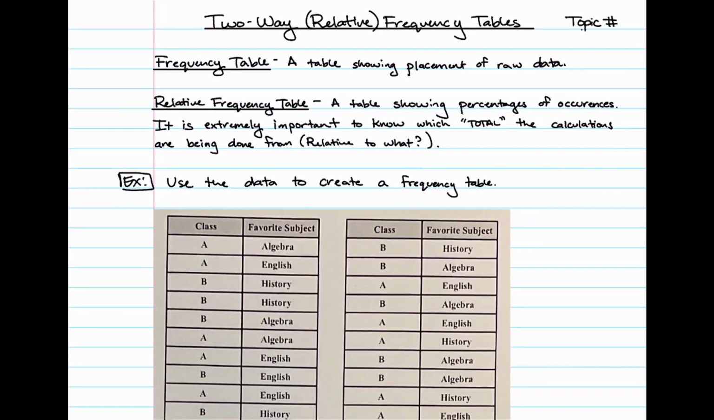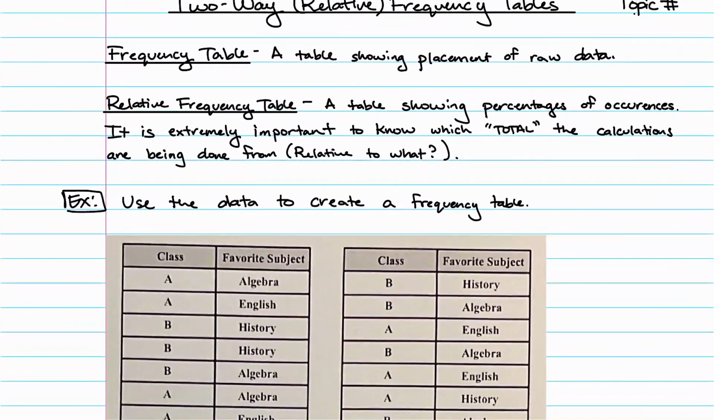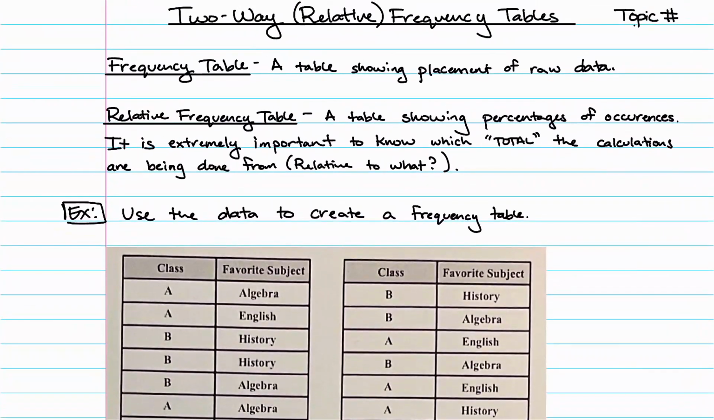So let's go ahead and jump into this. A frequency table is a table showing the placement of raw data. So it's literally you just plugging in numbers and not doing too much with it. So it's actually pretty relatively easy. The one I'm worried about is the relative frequency table. A relative frequency table is a table showing percentages of occurrences. So when they use the word relative here, then that means you're going to be doing percentages. So that's the first thing that's a little worrisome.